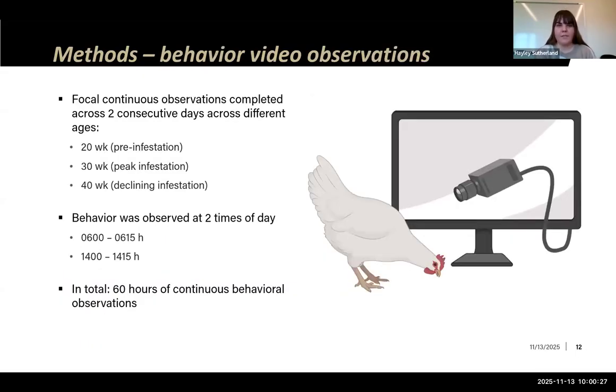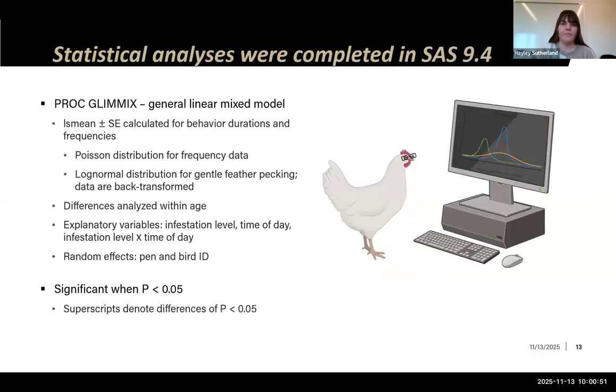So we used focal continuous observations completed across 2 consecutive days across different ages. At 20 weeks, this was our pre-infestation phase, 30 weeks was the peak of infestation, and 40 weeks was our declining infestation period. We observed behavior from 6 to 6:15 a.m. and from 2 to 2:15 p.m. And in total, we had 60 hours of continuous behavioral observations.